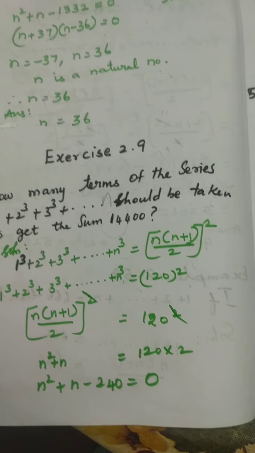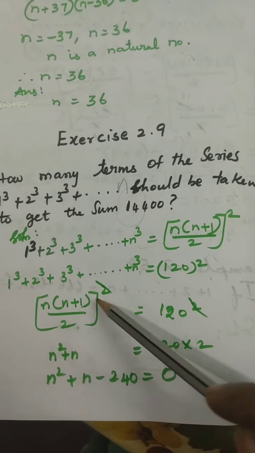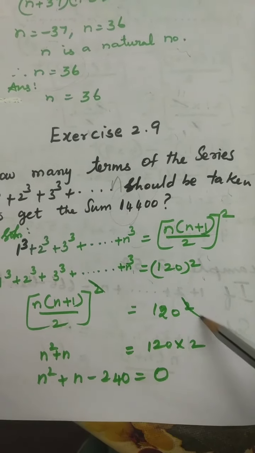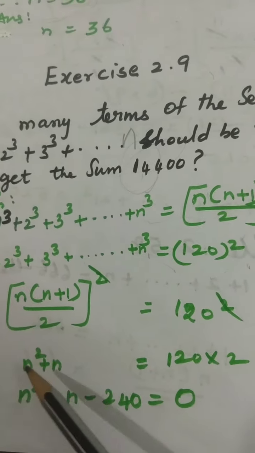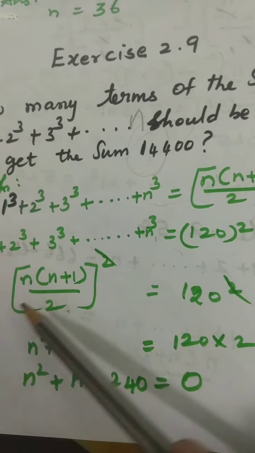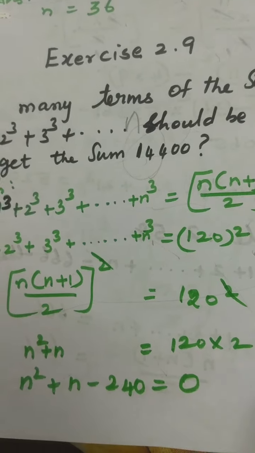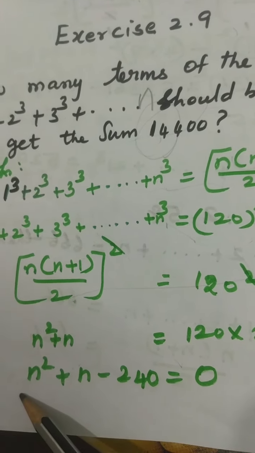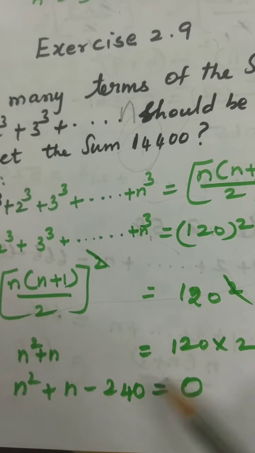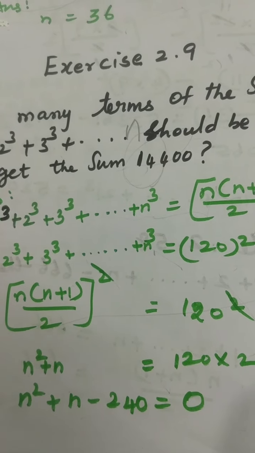Now here the formula is [n(n + 1)/2]². The squares on both sides get cancelled. Now n² + n = 240, 120 times the 2 which you have to bring to this side, means into 2. Now here also we have formed an equation: n² + n − 240 = 0.